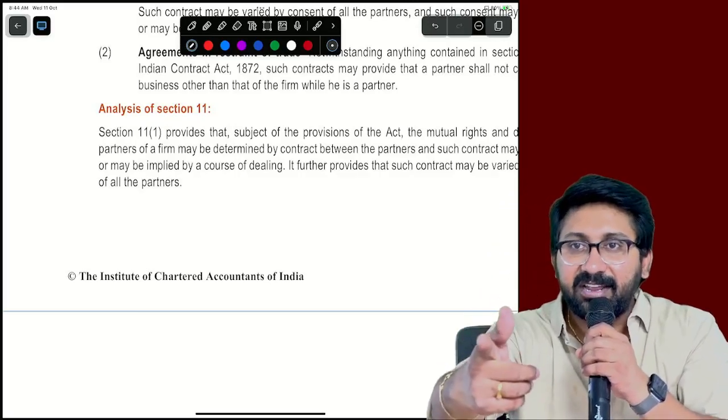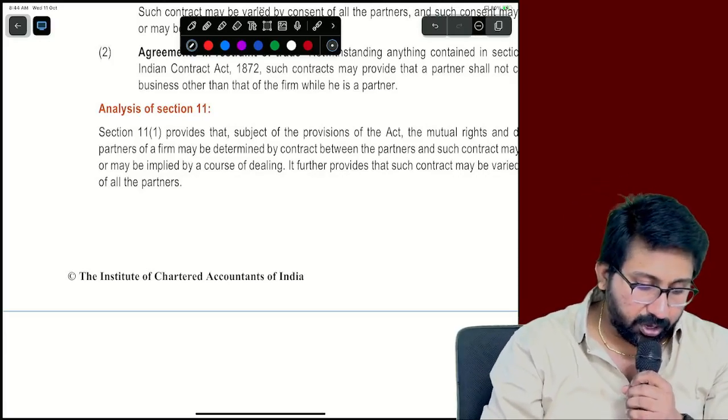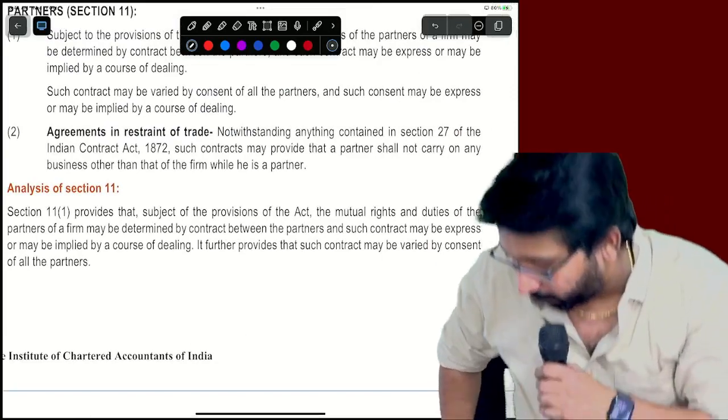And the idea is there. Do you know agreements in restraint of trade? Sorry, I will tell you what it means.